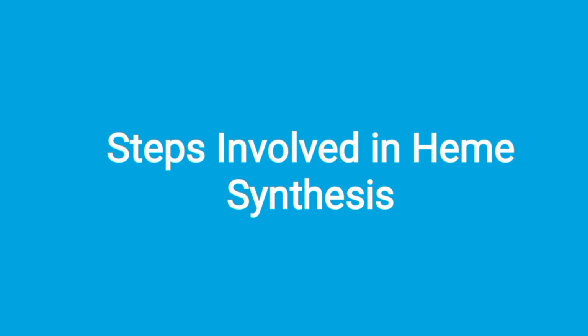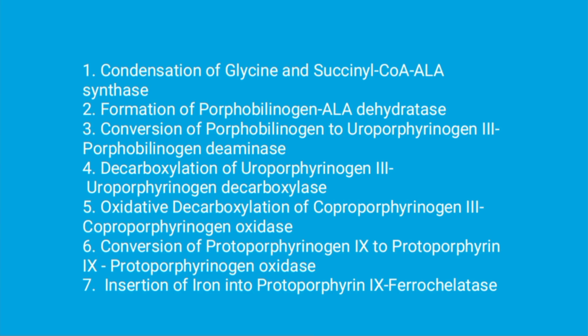Hello one and all. In this video we are dealing with the steps of heme synthesis. Heme synthesis involves 7 steps. First is condensation of glycine and succinyl CoA, which results in the formation of aminolevulinic acid, catalyzed by the enzyme ALA synthase. Second is formation of porphobilinogen. ALA dehydratase catalyzes this reaction.